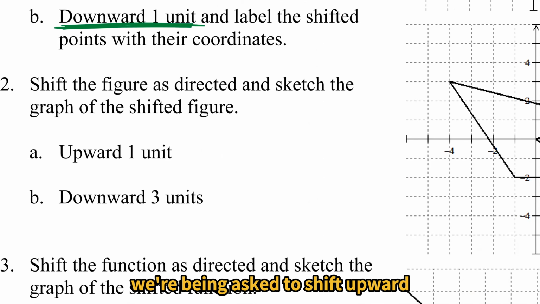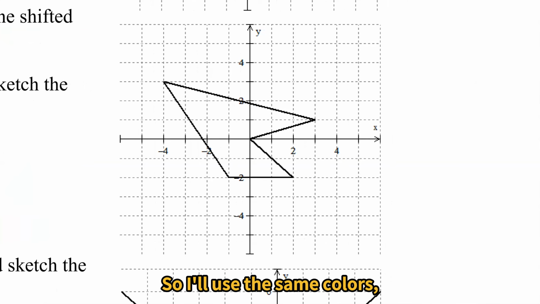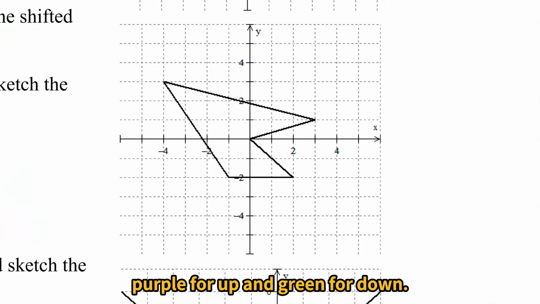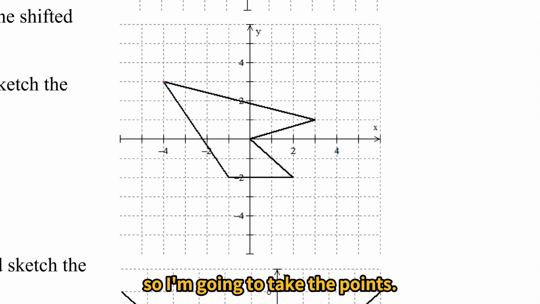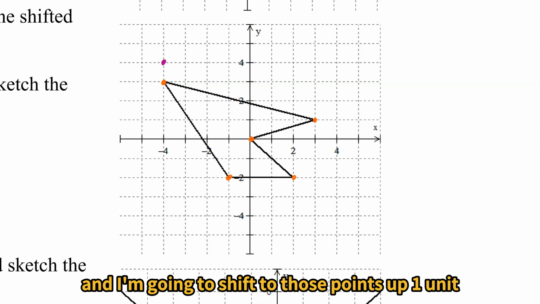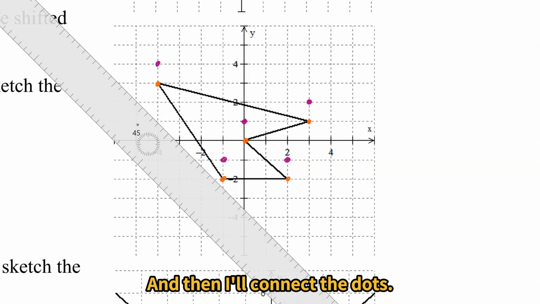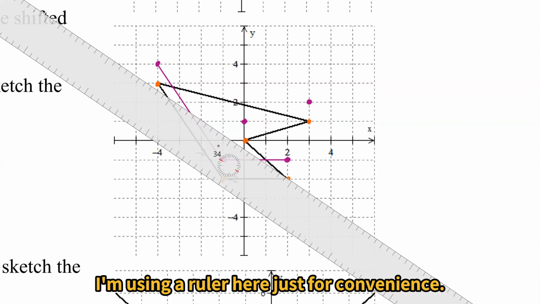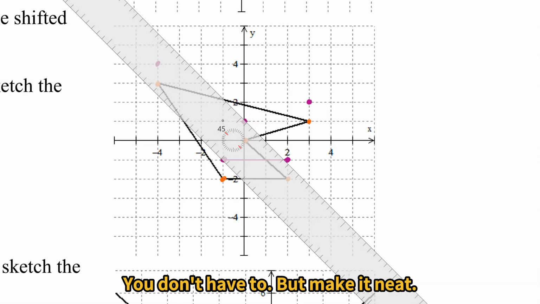Here, we're being asked to shift upward 1 unit and downward 3 units. I'll use the same colors, purple for up and green for down. I'm going upward 1 unit, so I'm going to take the points where this figure connects the line segments, and I'm going to shift those points up 1 unit, and then I'll connect the dots. I'm using a ruler here just for convenience. You don't have to, but make it neat.